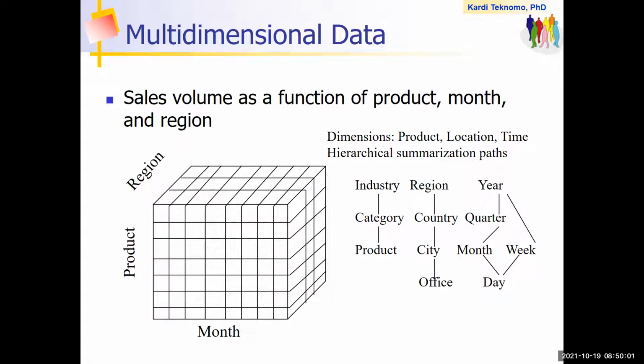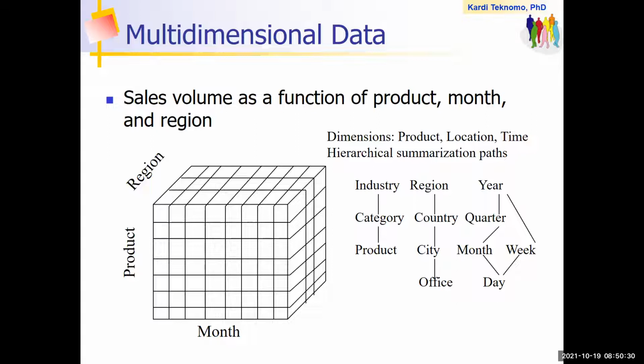Suppose you have sales volume as a function of product, months, and region. Now you have dimensions here. You have the dimension of product, the dimension of location, and the dimension of time. Why do we call this a dimension? Because within the time, you can always create different values. For example, in the time you can create day, month, week, quarter, and year.